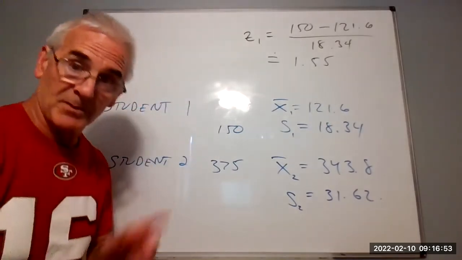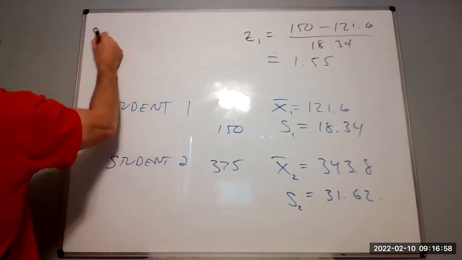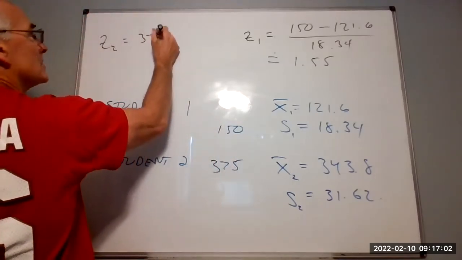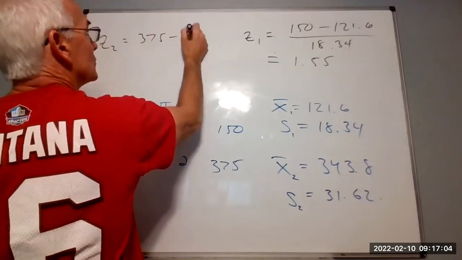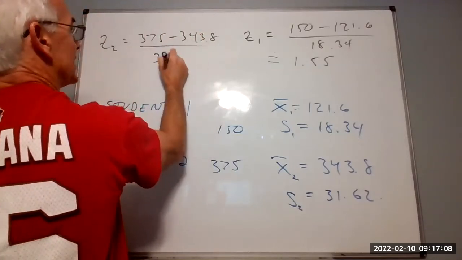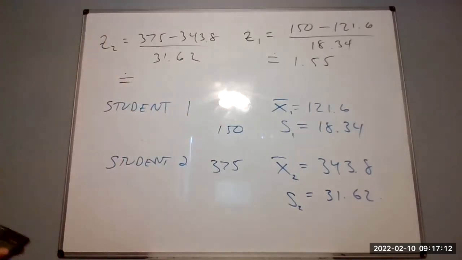Okay, so let's make sure everybody's got that one. Now, how about student number 2? They scored 375, and I'm going to subtract their mean, which was 343.8, and I'm going to divide it by their standard deviation. Now let's all do that calculation.